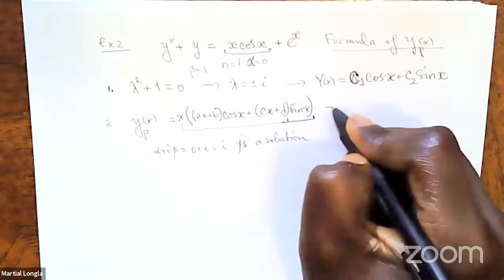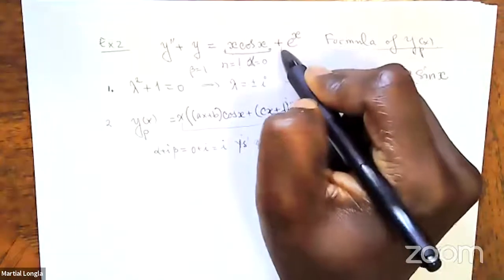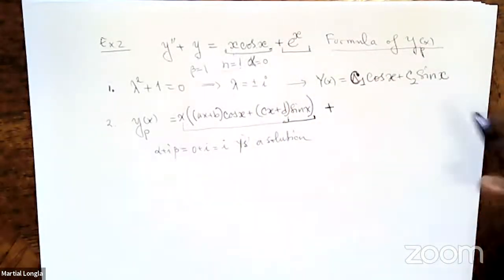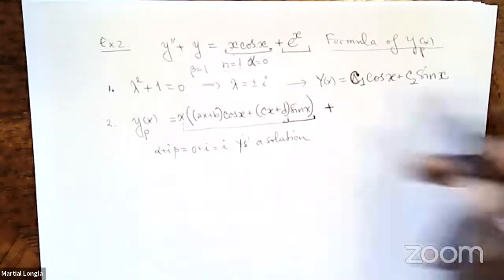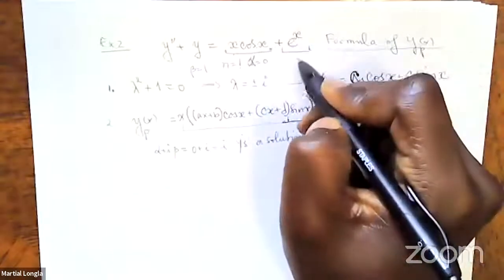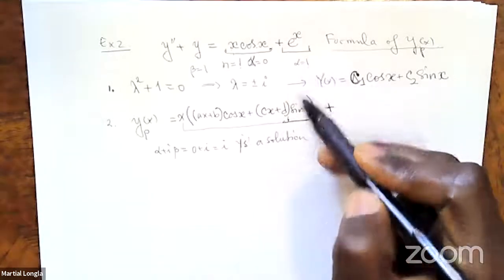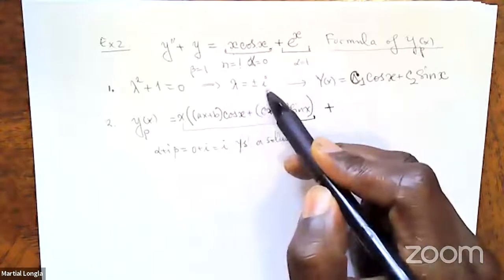And then you got the second piece, which is just e to the x. This is the previous topic, e to the x times Pn, and alpha here for this one is 1. Is alpha a solution of the Euler equation? Alpha is 1. The solutions are plus minus i.